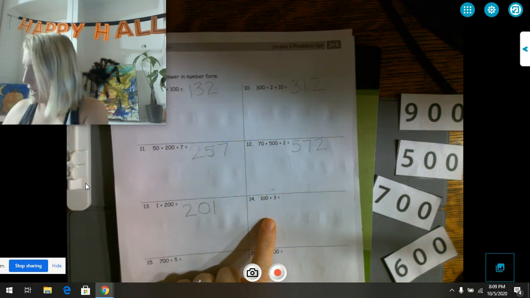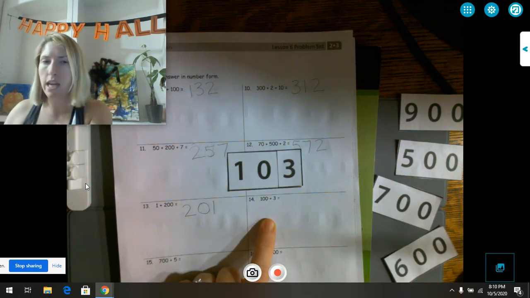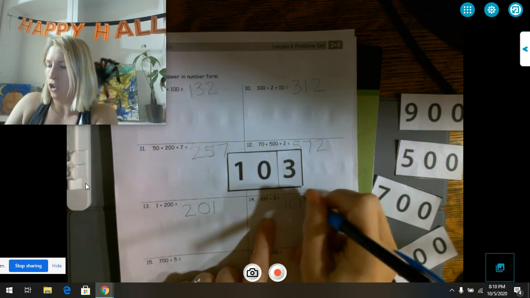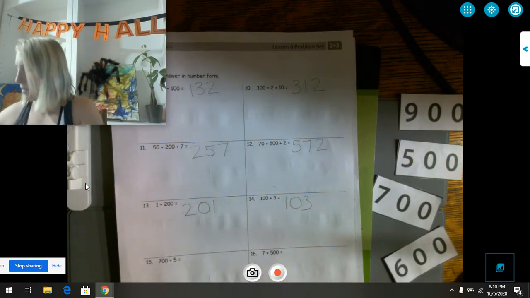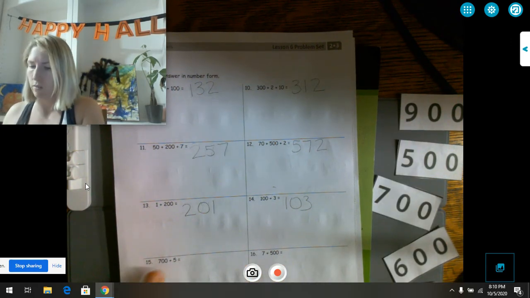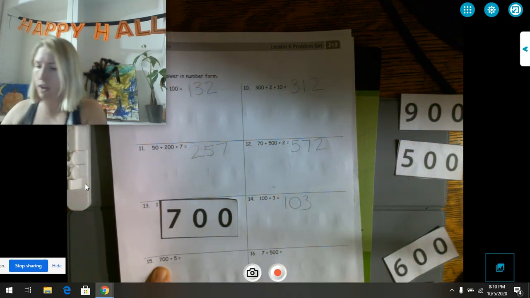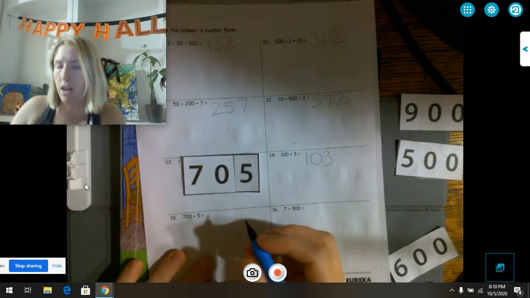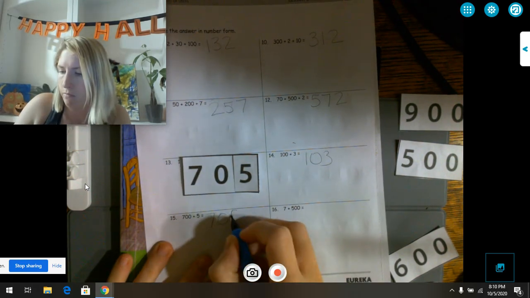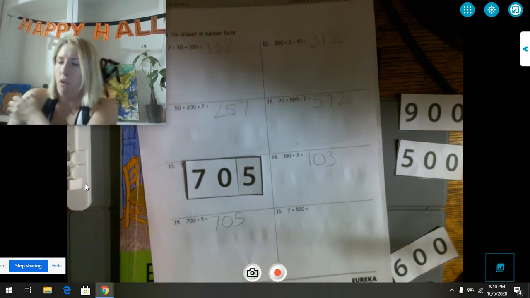Right, next one, 100 plus 3. So 100 plus 3, we get 103. So 1 in the hundreds place and a 3 in the ones place, no tens. 700 plus 5. We're going to put that 5 in the ones place and we get 705. So 700s, no tens, 5 ones.